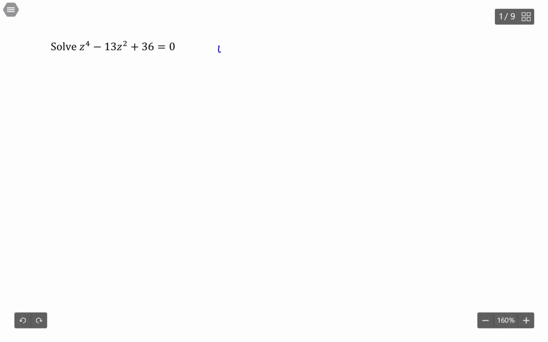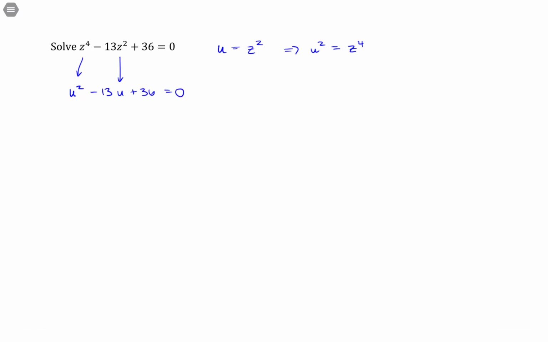So if we let u be the value z squared, then if you'll notice, if I square both sides of this equation, that would mean u squared is equal to z to the fourth. So I could replace this z to the fourth with u squared. Then minus 13z squared gets replaced with u, then plus 36 equals 0. And the nice thing about that is now I have a quadratic.